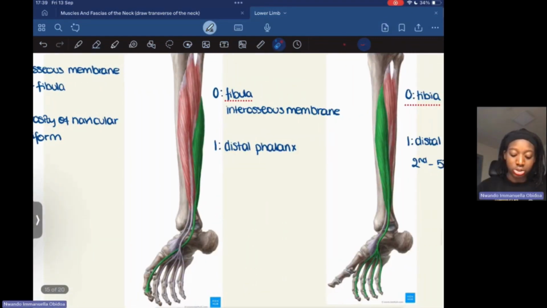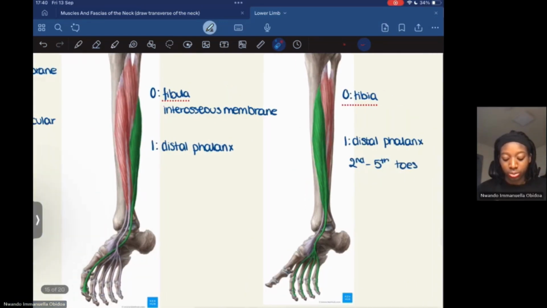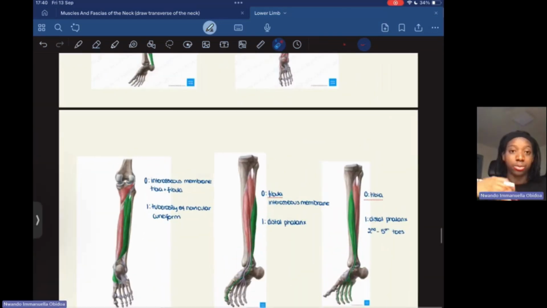And then this is your flexor hallucis longus, so from the fibula and the interosseous membrane to the distal phalanx of the big toe. And the plantar surface as well, and then flexor digitorum longus from the tibia to the distal phalanx of the second to fifth digits on the plantar surface. All the muscles of the posterior leg are innervated by the tibial nerve, which comes from your sciatic nerve.